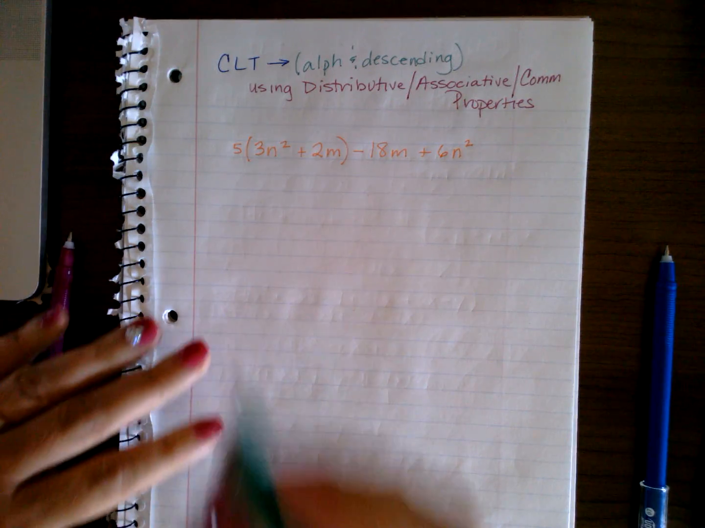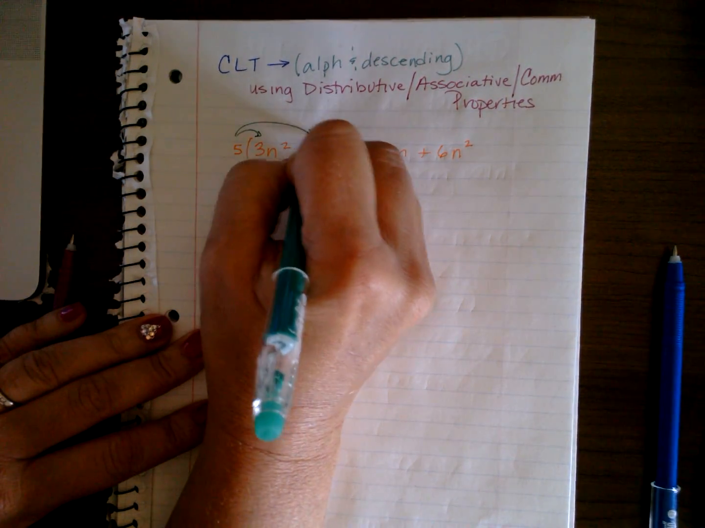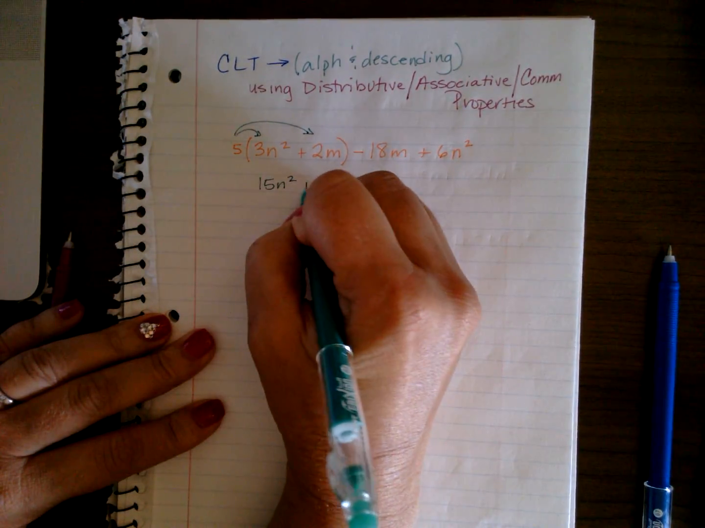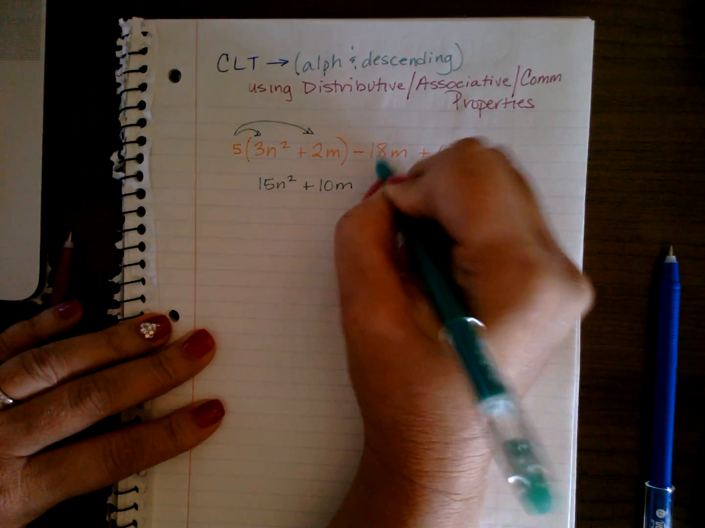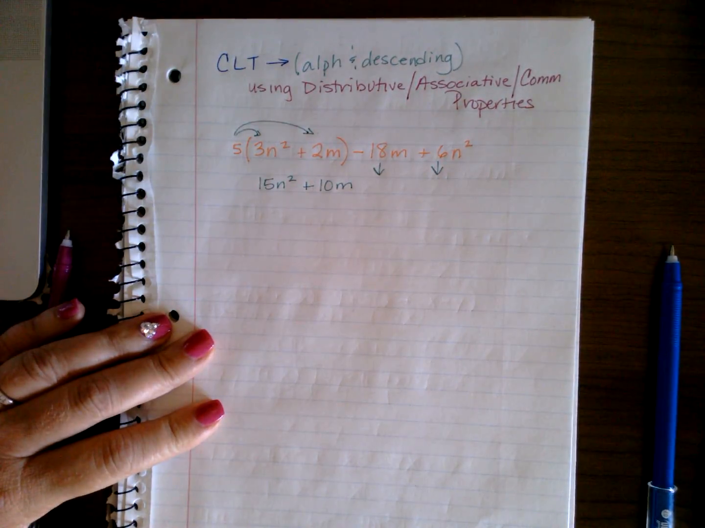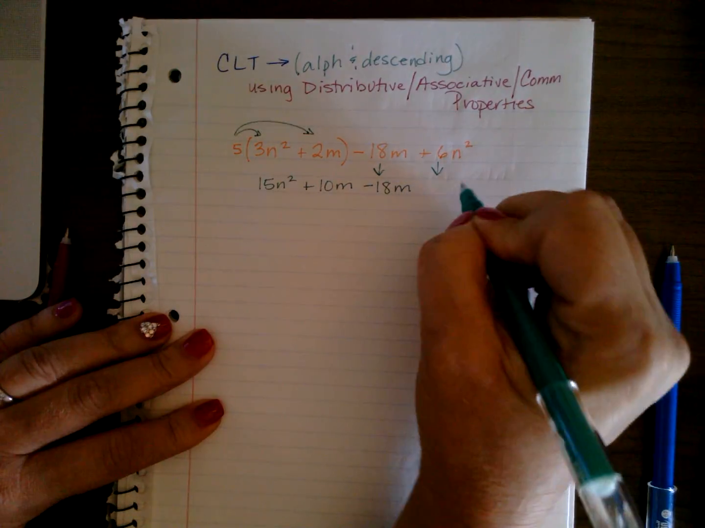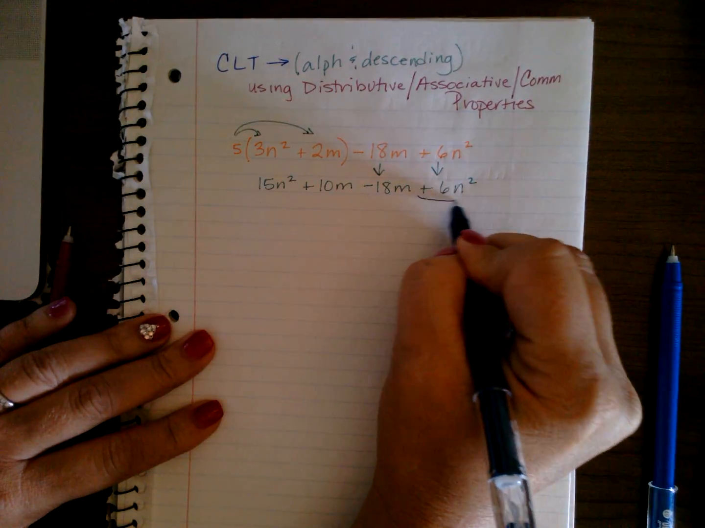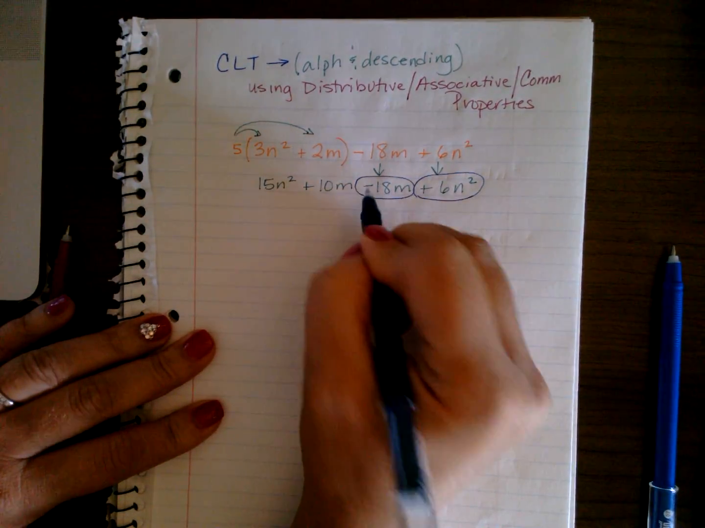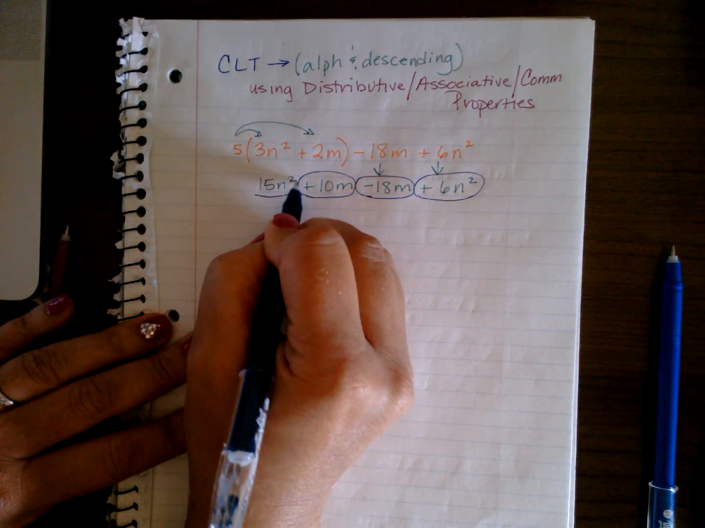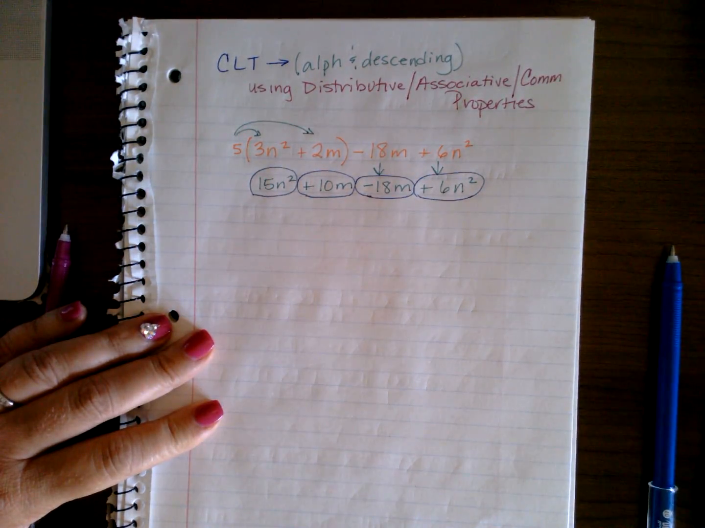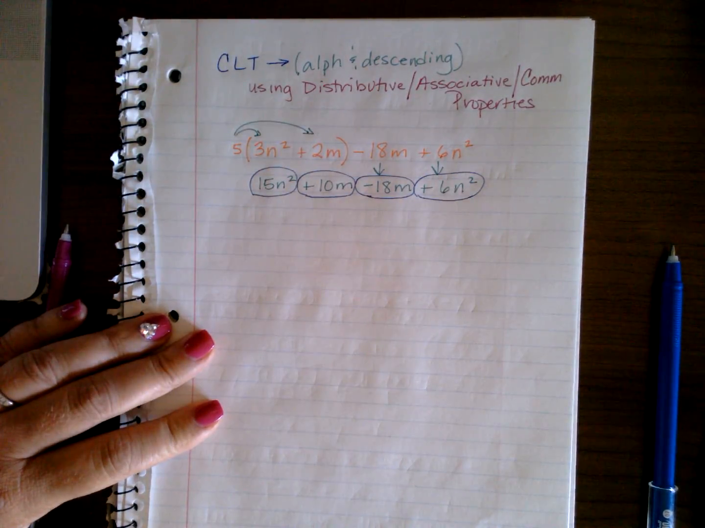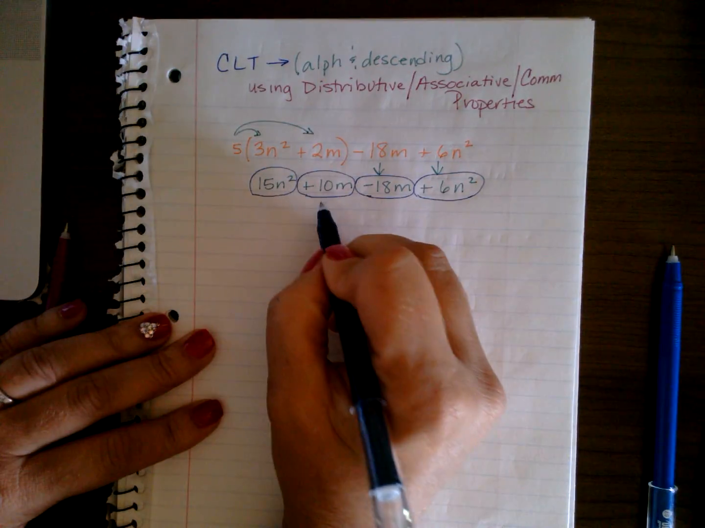The very first thing we are going to do is distribute. I would have 15n squared plus 10m. I am now going to just carry down negative 18m plus 6n squared. When we put these in bubbles or separate the terms and start combining them, that is really the associative property. You can add in any order. I'm going to go in alphabetical order.